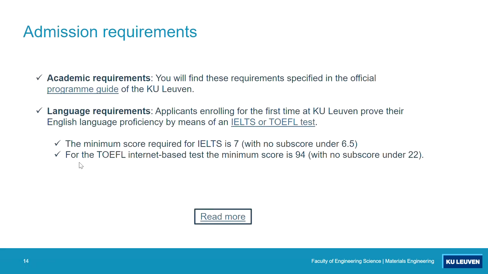To know more about our admission requirements, you can visit our website for academic requirements, and it's also very important to highlight that this is an English master. So we require proficiency in English, certified by one of the standard tests, a minimum of 7 in the IELTS or of 94 in the TOEFL, also with requirements for the minimum sub-score as it's detailed in this slide.